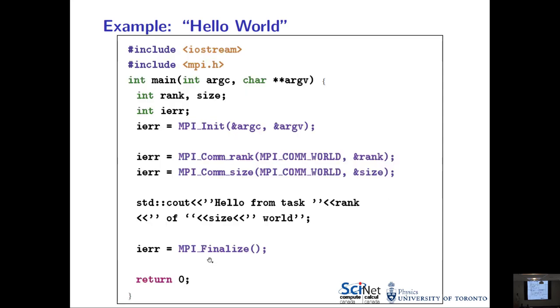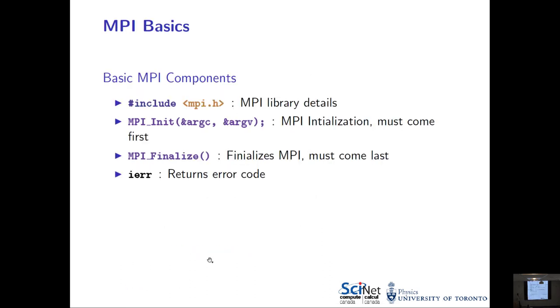Okay, so back to our Hello World example. We're now going to talk a little more in detail about the constructs I mentioned but didn't really explain: what's a comm, what's a communicator, what do these things mean in the context of the MPI vernacular. So let's go through the basic components. The include of mpi.h or mpif.h. You also have those.